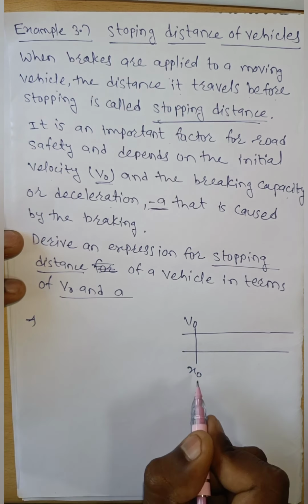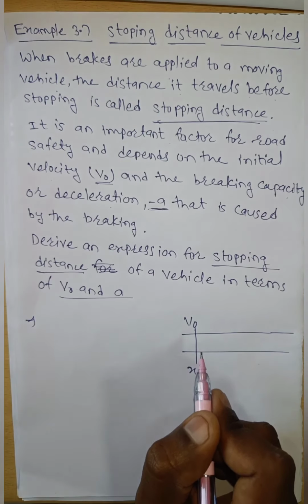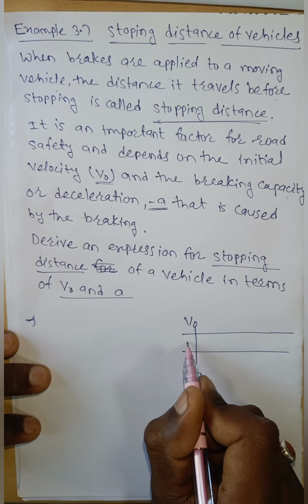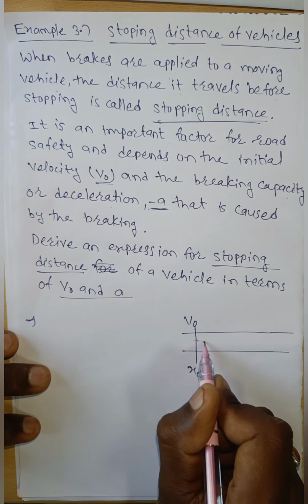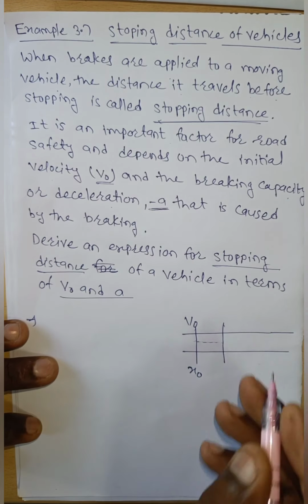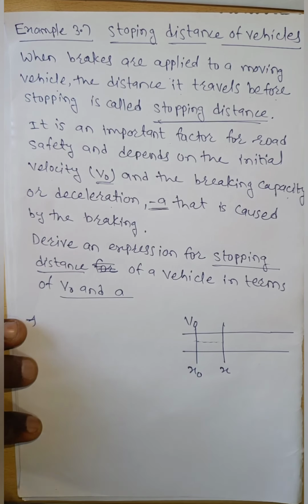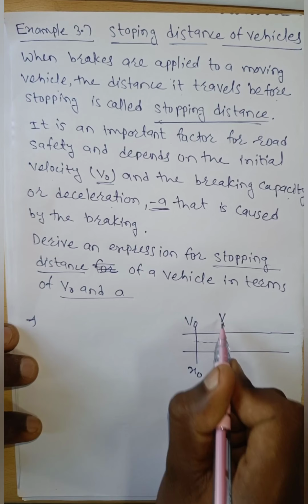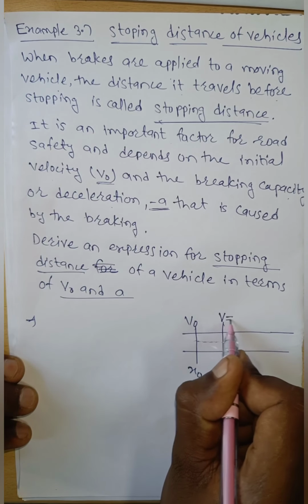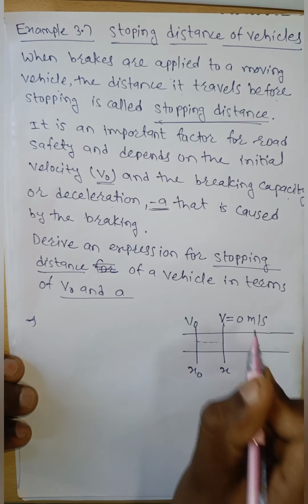Initially the vehicle is at position x0 moving with the velocity v0. Now we have to suddenly apply the brake. Then after that it travels some distance and the vehicle stops. This is the final position x. Here the vehicle is stopped and this is the final velocity. Now the vehicle will be stopped, which means the final velocity becomes 0 meter per second.